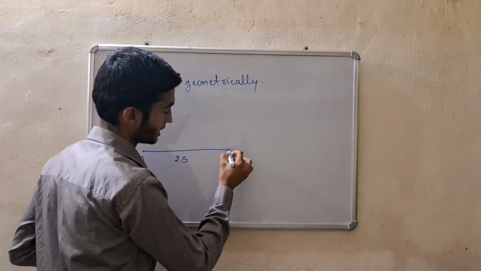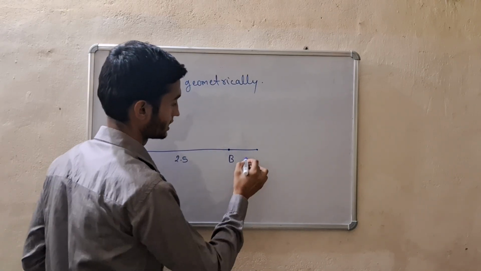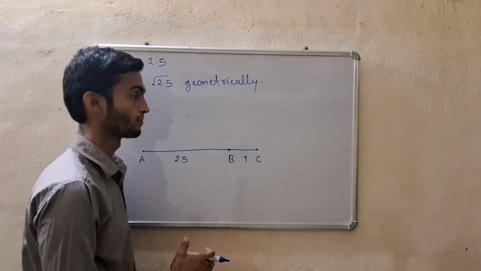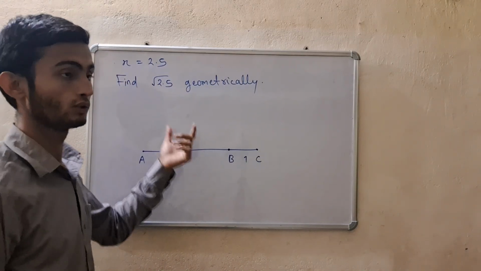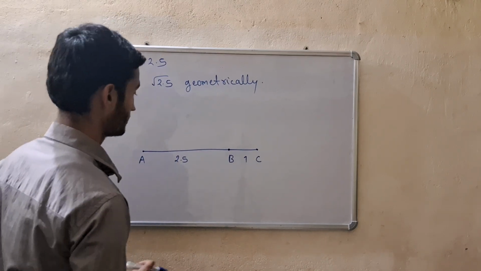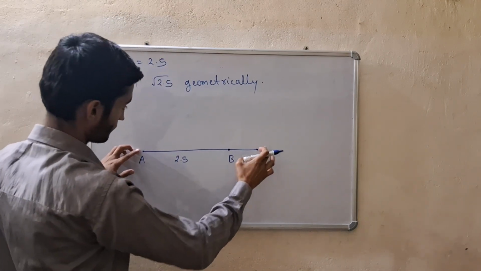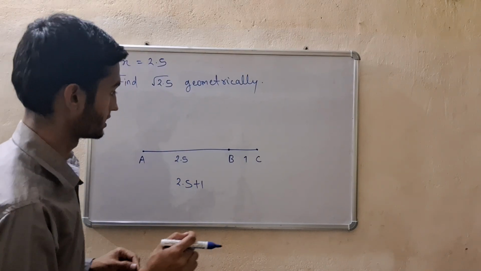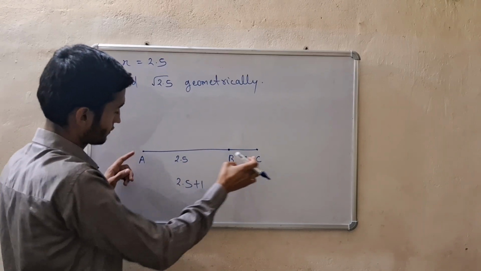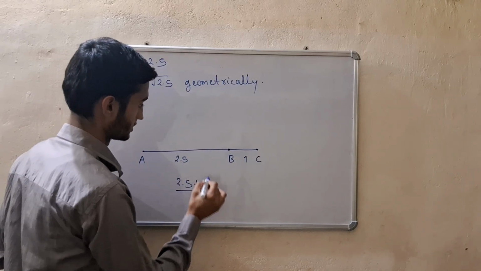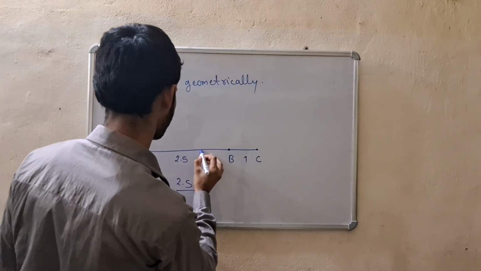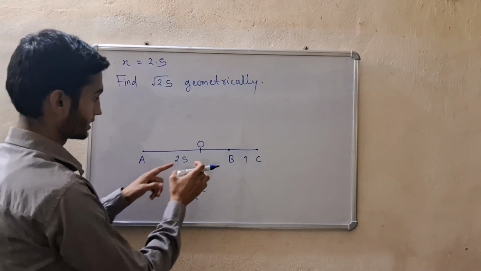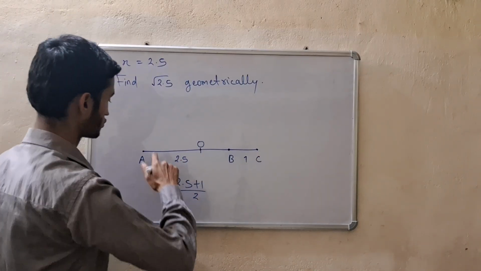Then we extend this line segment by 1 unit, and let's say this is the point C. This is the method to get this value geometrically. So it is like 2.5 plus 1. We find the center of this line segment AC, mark it and call it O. Then taking OC as a radius, we draw a semicircle.